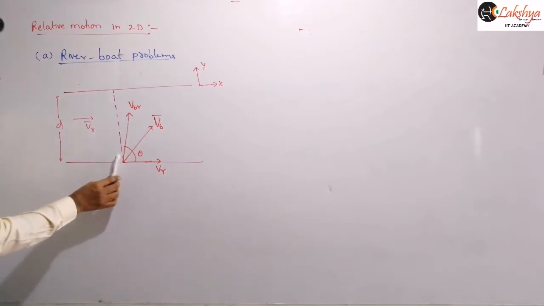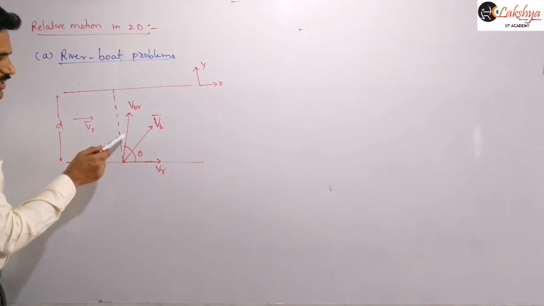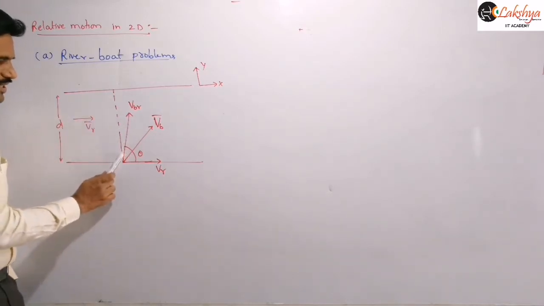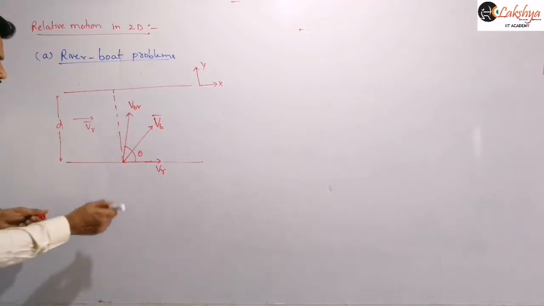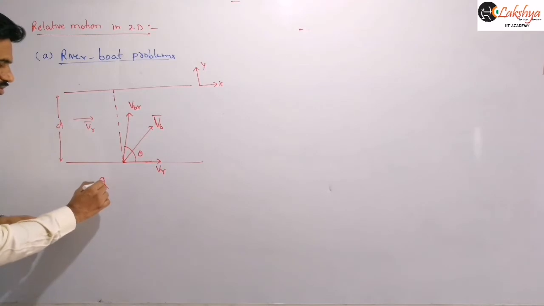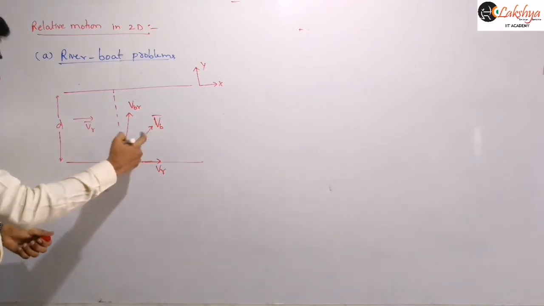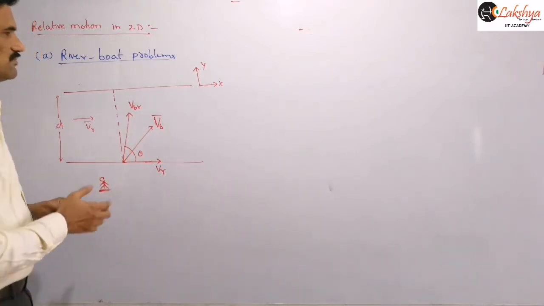Now the boat is streaming along this direction, and that is nothing but the driver of the boat or the person who is in the boat feels that he is traveling along this direction. But for an observer on the ground, so this VB is nothing but for an observer on the bank of this river here. That means this person will observe the boat is traveling along this direction. So that is the meaning here.